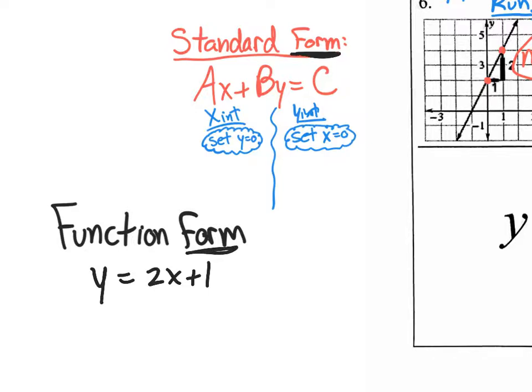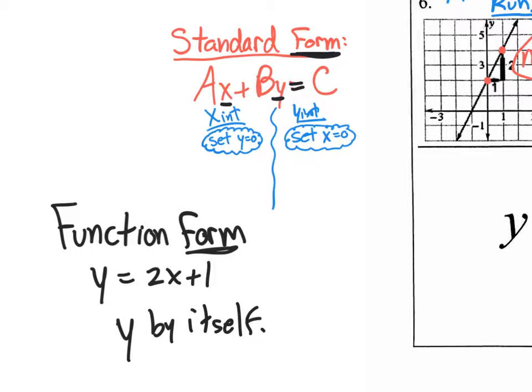So standard form is where you have your x's and your y's on the left side of the equal sign, and you have a number c on the right side. Function form is where you have y by itself. Again, y by itself on one side. If they tell us to rewrite it in function form, all you have to do is solve for y to get the y value by itself.